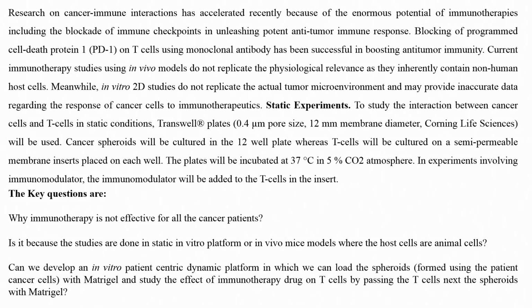Now, you can read: research on cancer immune interaction has accelerated recently because of the enormous potential of immunotherapies, including blockade of immunocheckpoints, right. We can block immunocheckpoints, unleashing a potent anti-tumor immune response. Blocking of programmed cell death protein PD1. PD1 is on T cells, right, see, on T cells. So, blocking programmed cell death protein on T cells using monoclonal antibody has been successful in boosting anti-tumor immunity, you see here.